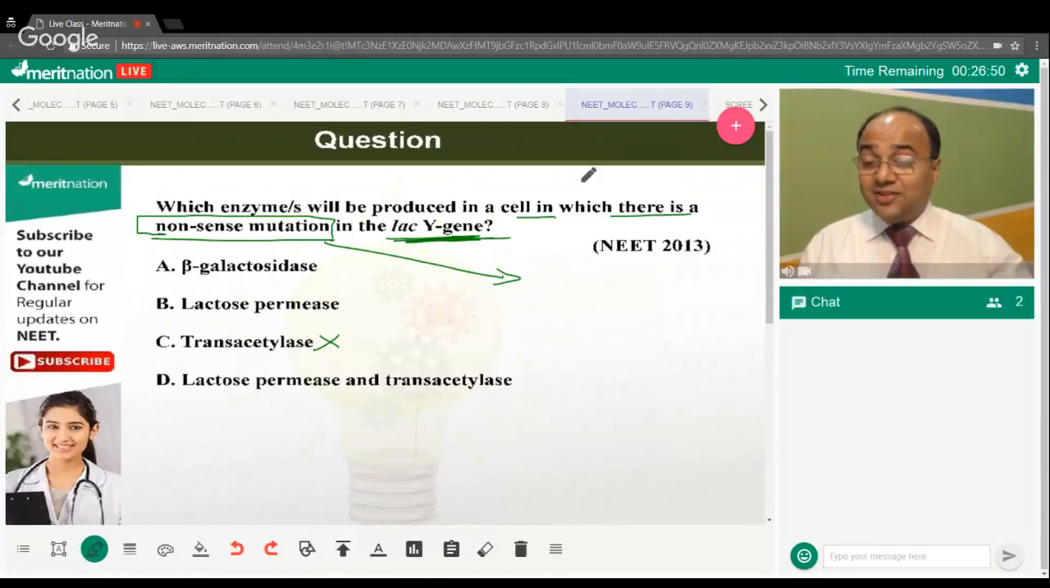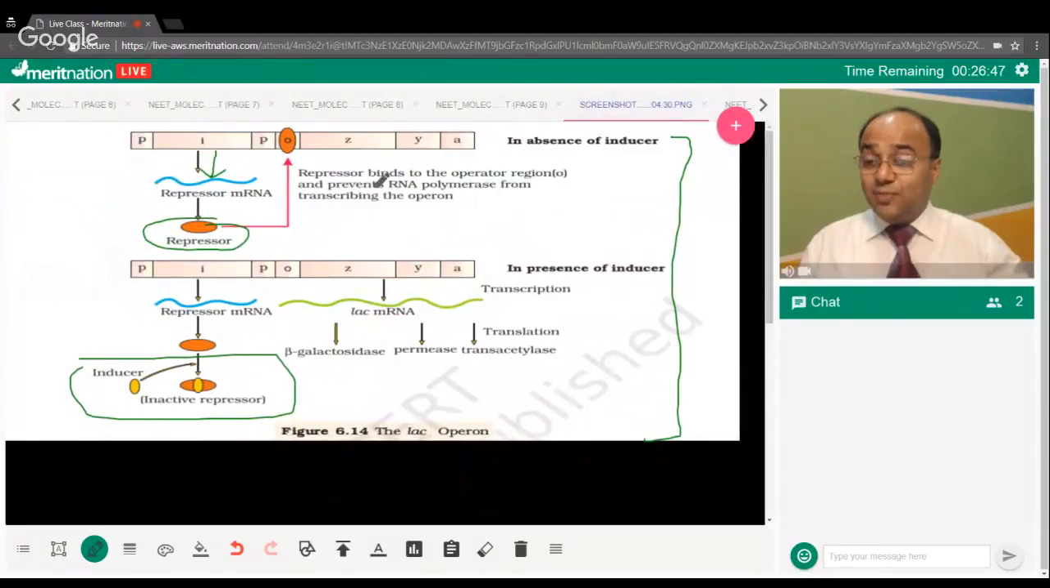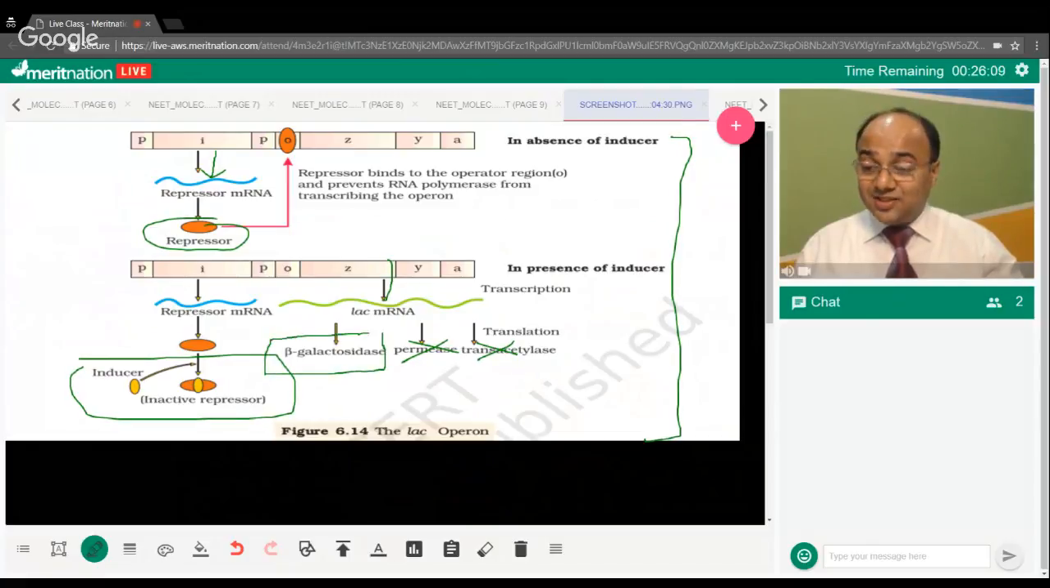So if in the LAC-Y gene there is a nonsense mutation, the scenario will be this: the LAC-Y gene will become unfunctional, right? And as a result, the LAC-Y gene portion will not be translated, because there is a stop codon coming up over here, and A will not be translated either. So transcription will be there, but the translation of permease and the translation of transacetylase will not happen. Only the translation of the Z gene will occur. So only beta galactosidase will be synthesized in this case.